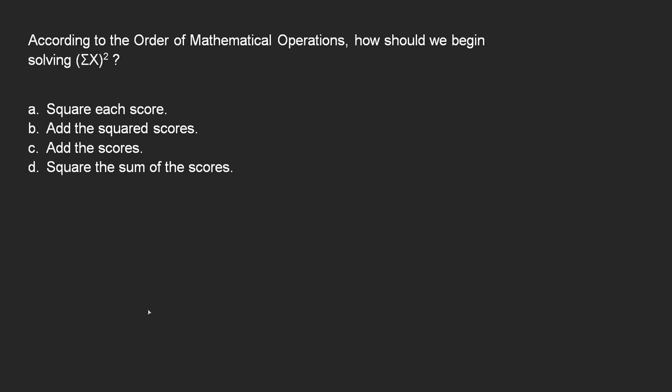According to the order of mathematical operations, how should we begin solving, in brackets, the sum of x and the whole quantity is squared? Okay, so we have to keep in mind always the order of operations, which you can remember by using BEDMAS. B stands for brackets.